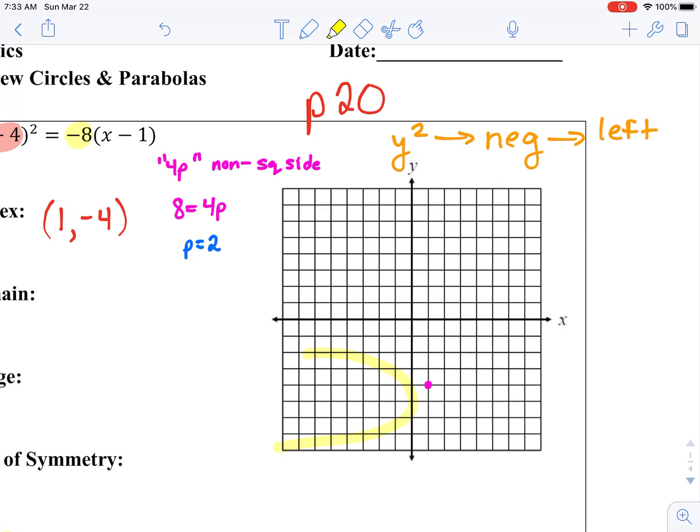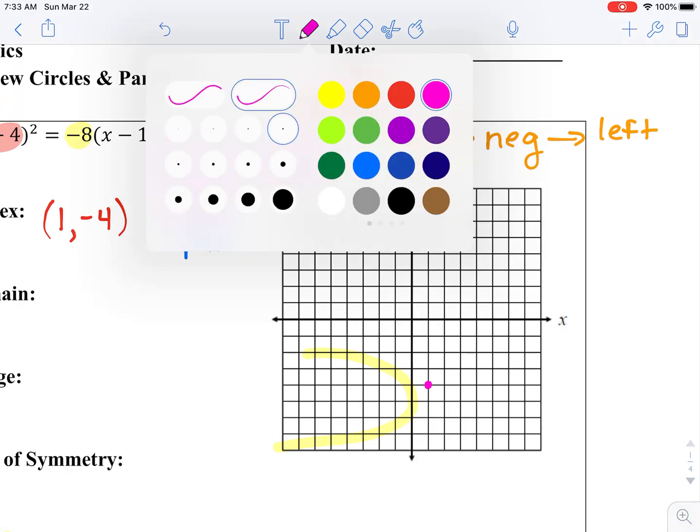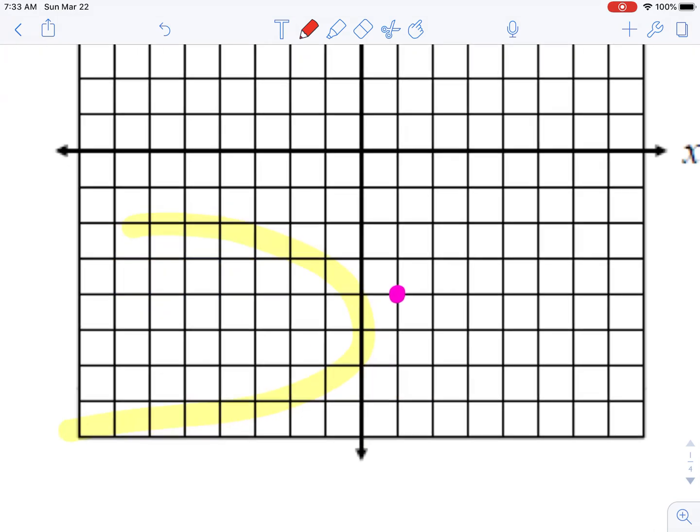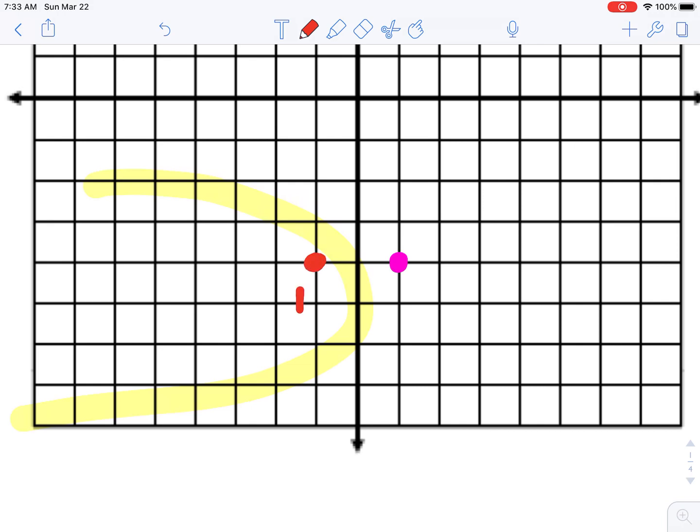Now our p value, who remembers what the p value is? Our p value is the distance from our vertex to both the focus and directrix. And refreshing you on vocabulary, what is the focus? Where does it lie? The focus always lies inside the parabola, and it's going to be 2 away from our vertex. So this is our focus. Our directrix is always a line, and it is, in this case, going to be a vertical line. And it's going to also be that distance of 2 away from our vertex.